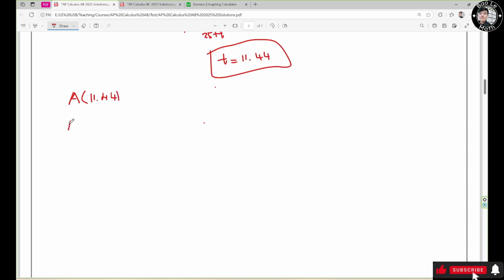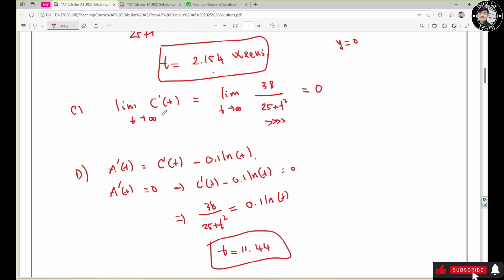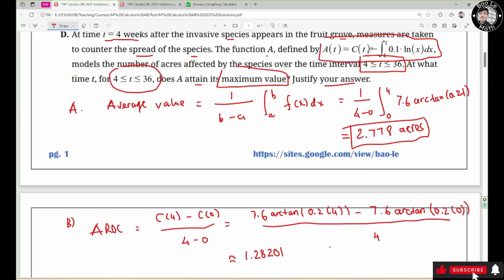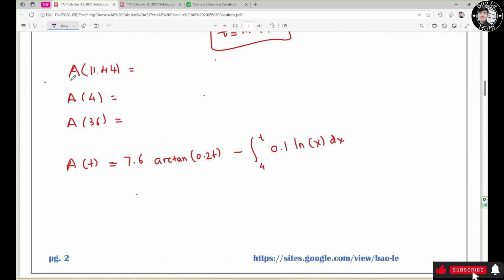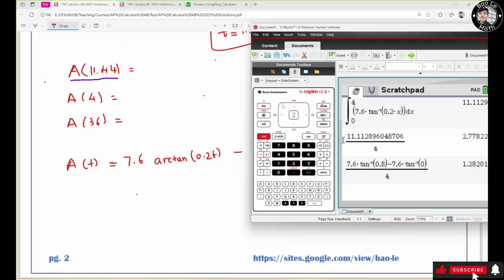Now I need to calculate A of 11.44, A of 4, and A of 36, right? And I'm going to pick the maximum value, right? So the function A is given by this one right here. So I just rewrite this one over here. Now I need to calculate A of 11.44. So I'm going to bring up the calculator.